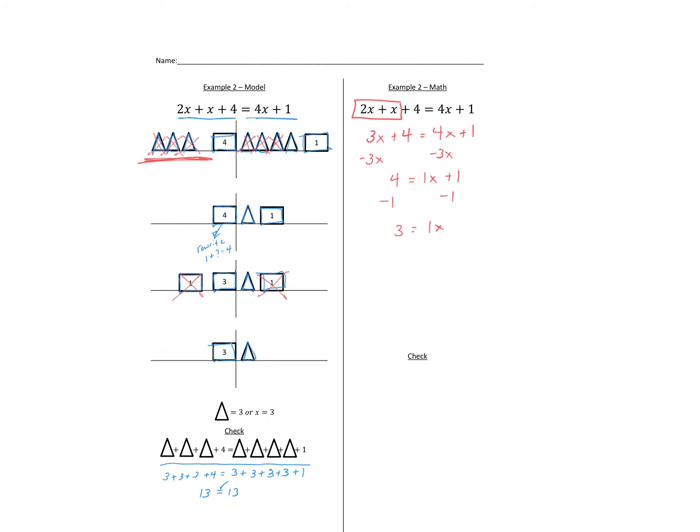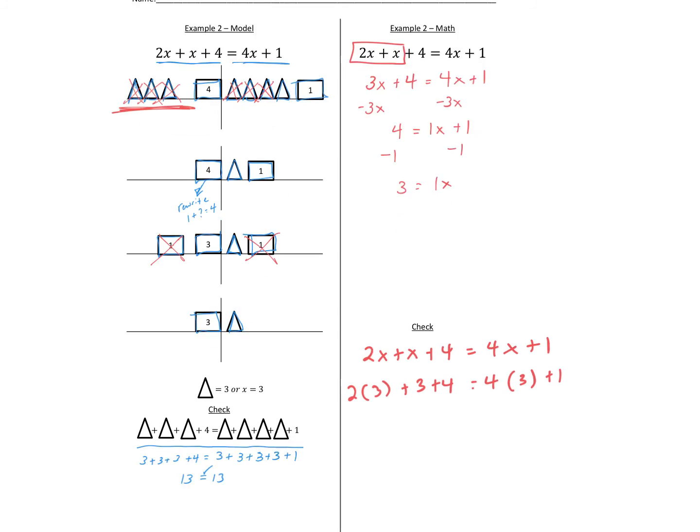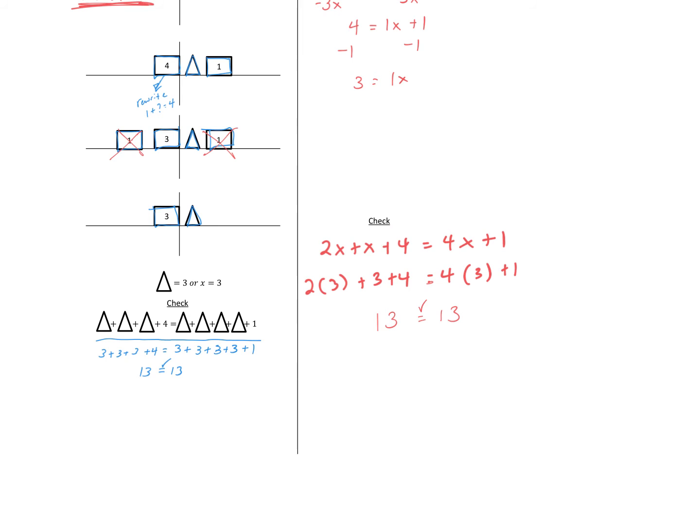Checking. So step 1, rewrite your equation. 2x plus x plus 4 equals 4x plus 1. Plug in. So 2 times 3 plus 3 plus 4 is equal to 4 times 3 plus 1. And then use a calculator to check. 2 times 3 is 6. 6 plus 3 is 9. 9 plus 4 is 13. 4 times 3 is 12. 12 plus 1 is 13. So we see that they do check out.